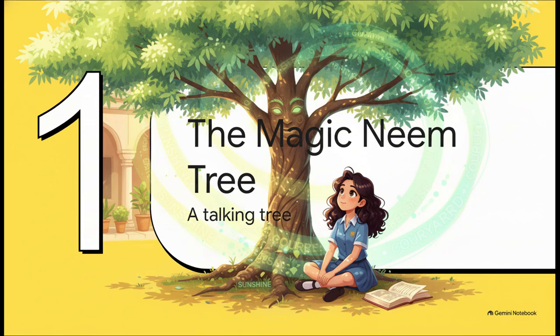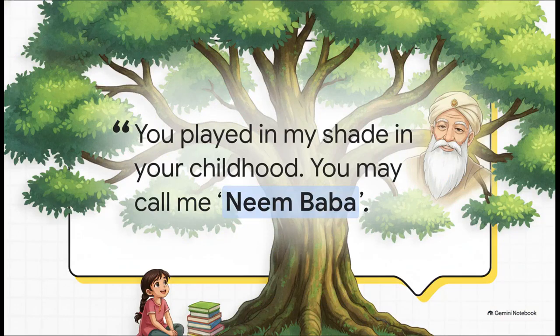All right, let's jump right into section 1, the magic neem tree. So picture this. Our journey starts with a sixth grader named Amber. She's just chilling, resting in the nice cool shade of this huge tree in her courtyard, when suddenly she hears it whispering to her. No way, right? The tree literally says, "You played in my shade in your childhood. You may call me Neem Baba."